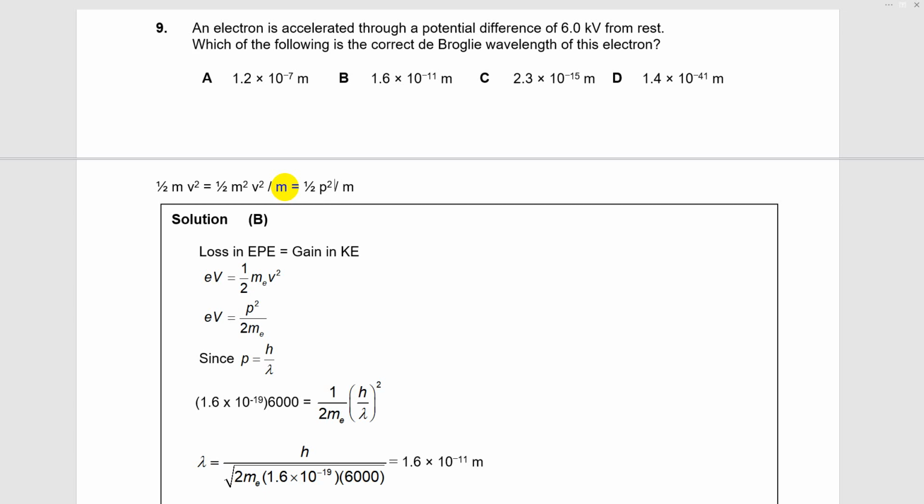So there are two very commonly used formulas for KE. One is half mv squared. And sometimes if you want to find p straight away, you can use the other formula for KE, which is p squared over 2m. So here we equate the loss in electric potential energy to KE, and then use p squared over 2m. From here we substitute in, and we can find p straight away. Then after we find p, we substitute into the de Broglie formula, and we can find lambda straight away. So you substitute in, and you get lambda equals 1.6 times 10 to the minus 11 meters. Answer is B. Okay, so that's question number 9.